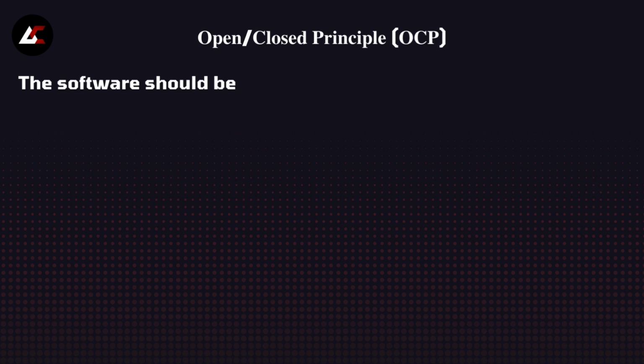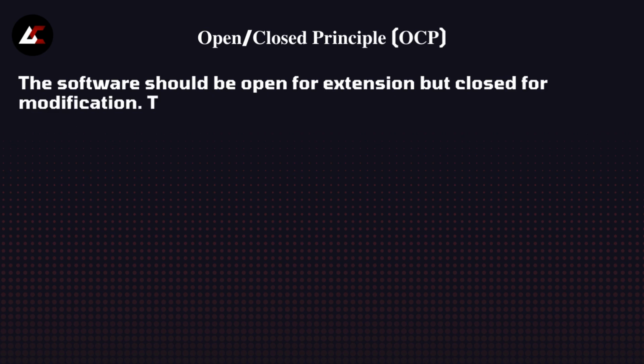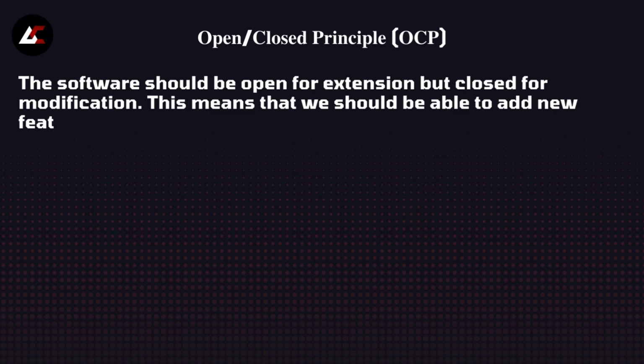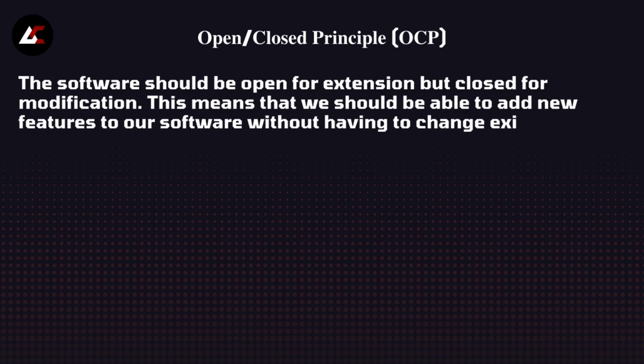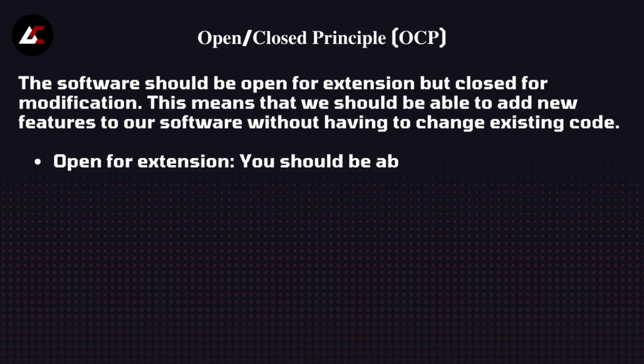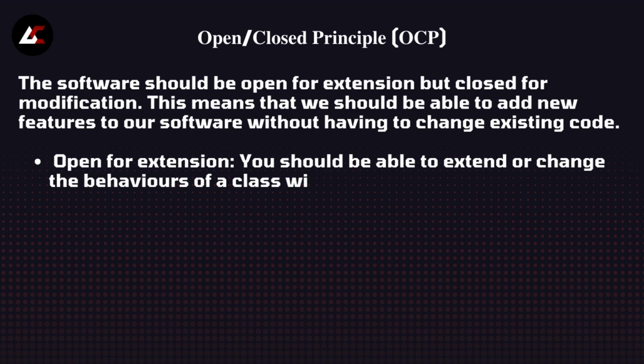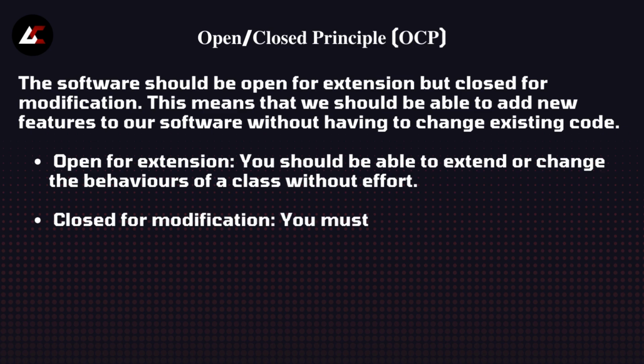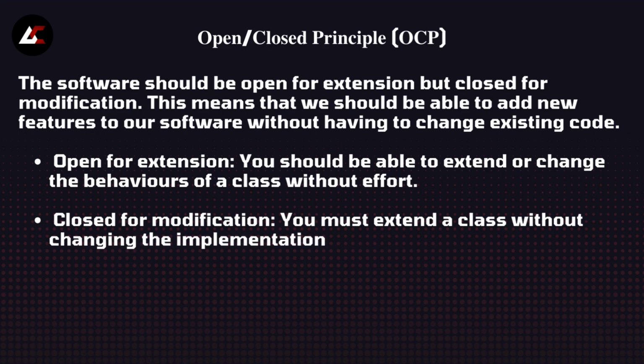Open closed principle. In simple terms, open for extension but closed for modification. This means that we should be able to add new features to our software without having to change existing code. Open for extension: you should be able to extend and change the behavior of the class with ease. Closed for modification means you must extend a class without changing its implementation.